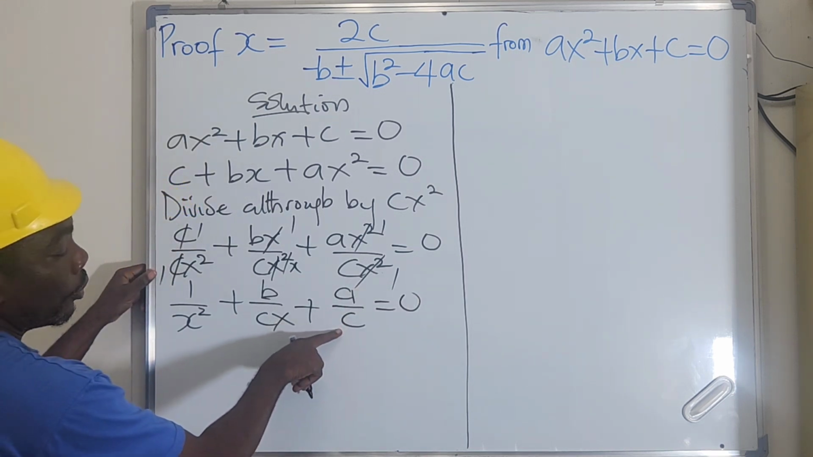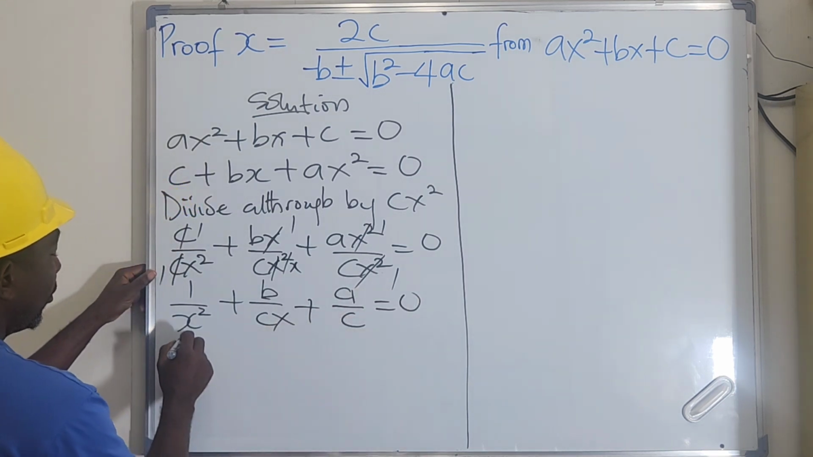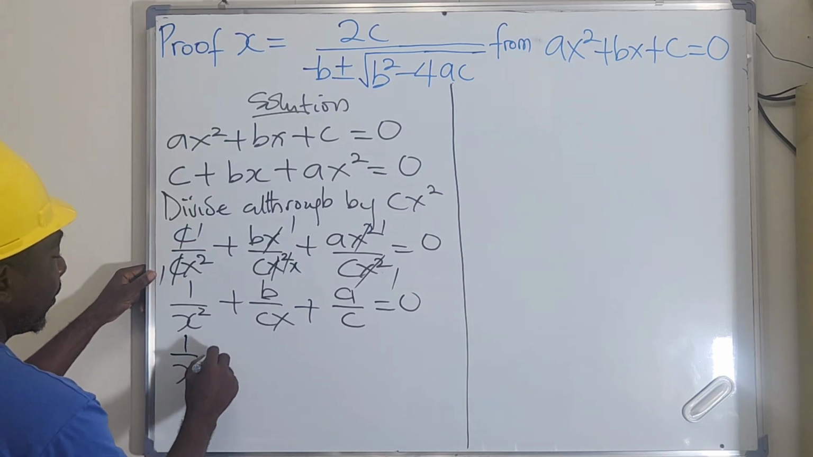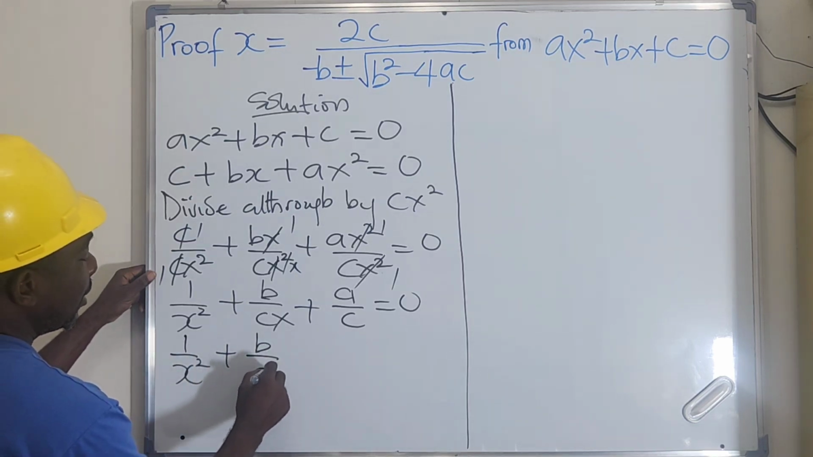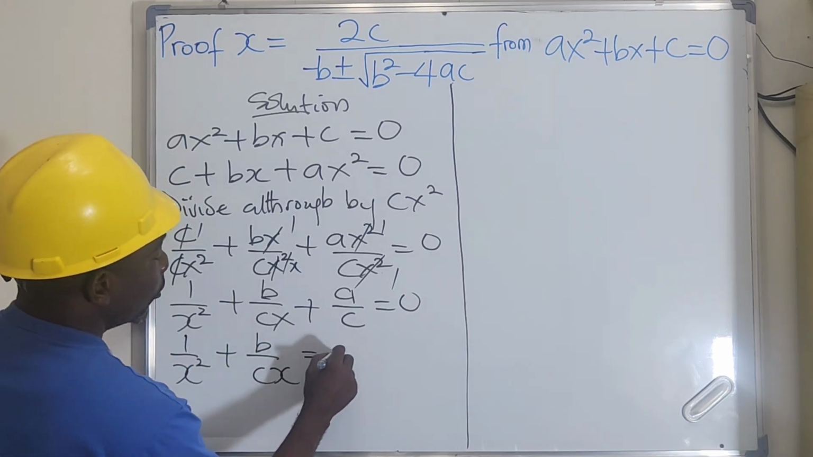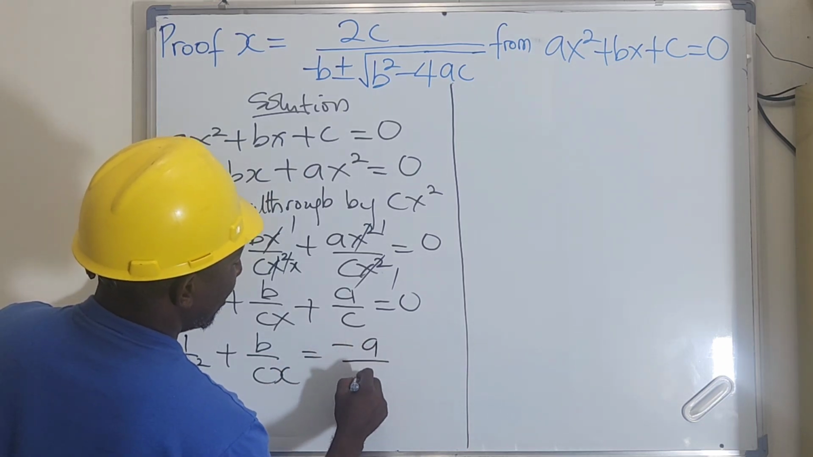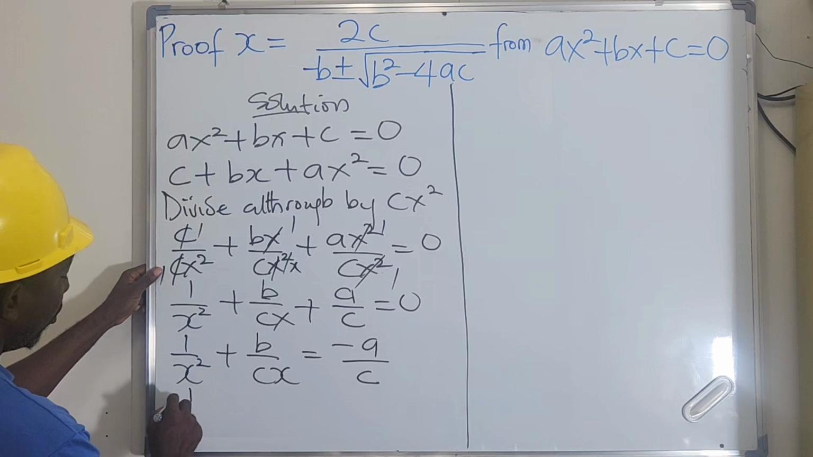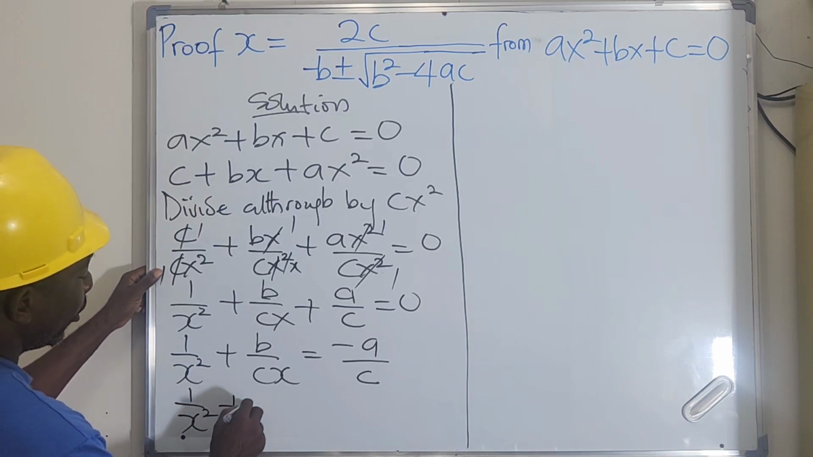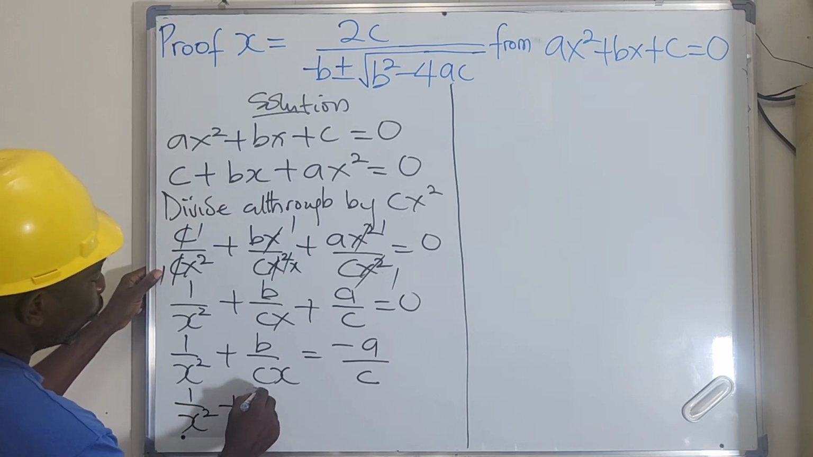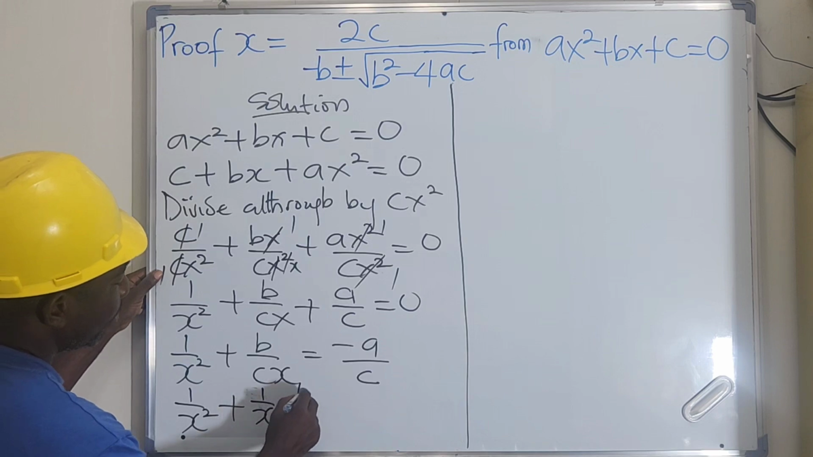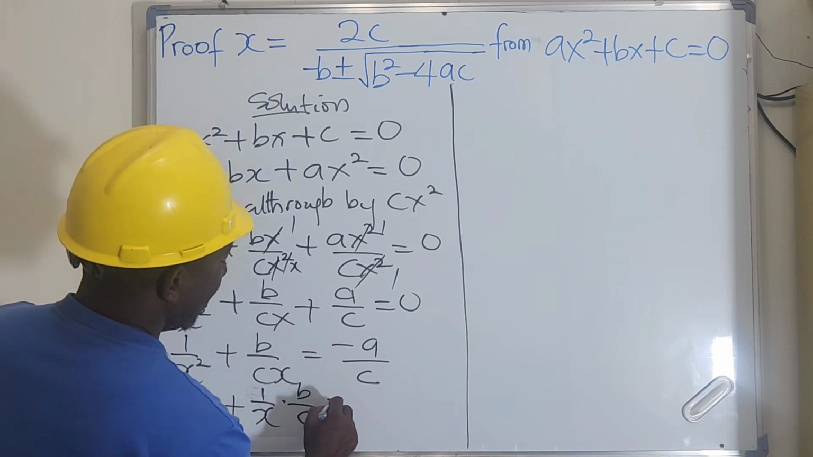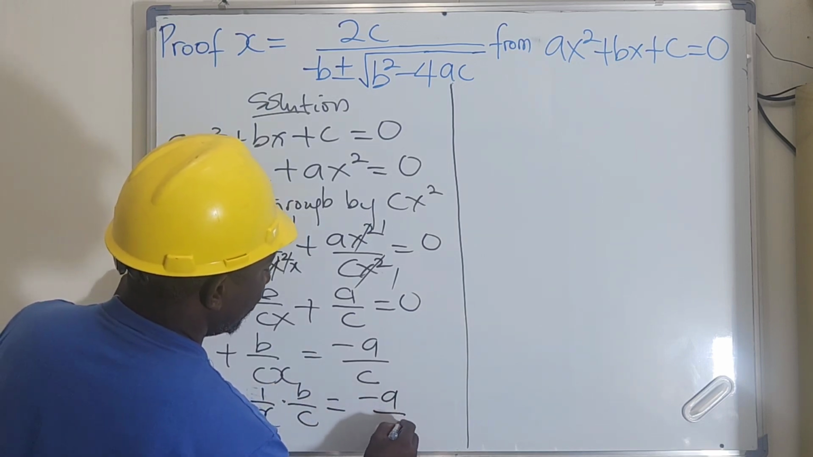So we are going to transfer this to the other side. We have 1 all over x squared plus b all over cx equals minus a all over c. So we can rearrange this. We have 1 all over x squared plus 1 all over x times b all over c equals minus a all over c.